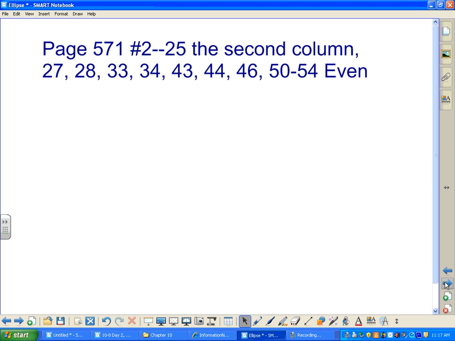On page 571, numbers 2 through 25, the second column, and then I just picked out some random problems here. The reason I said the second column, sometimes there are 3 columns and sometimes there were 4. So just go to the second one from the left.